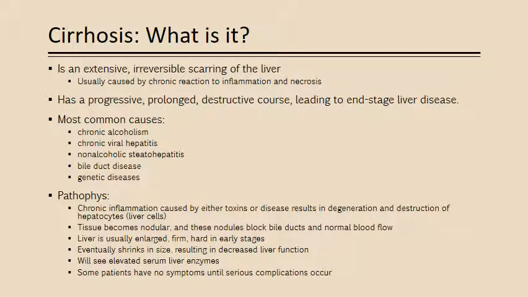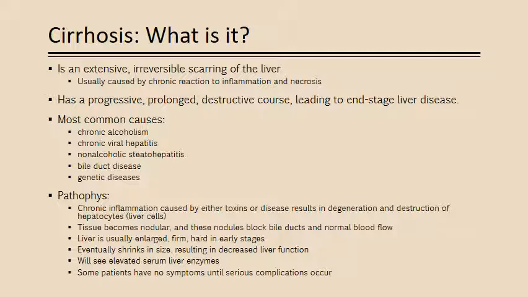What is cirrhosis? It is an extensive, irreversible scarring of the liver, and it's usually caused by chronic reaction to inflammation and necrosis. It has a progressive, prolonged, destructive course leading to end-stage liver disease. The most common causes of them are listed here. There's, of course, the chronic alcoholism. That's probably the one that we all think of the first and the quickest. But then there's chronic viral hepatitis that also will influence that and create that inflammatory response.